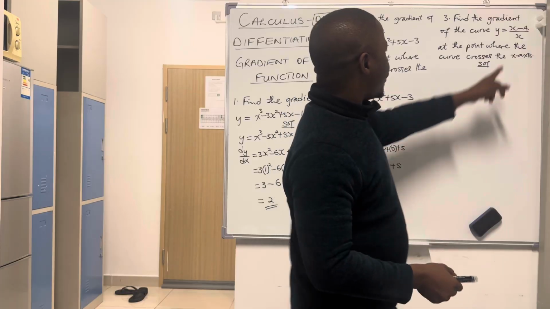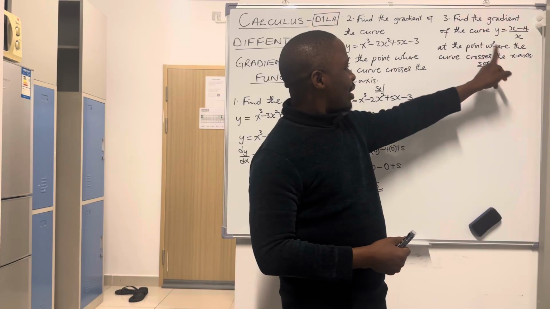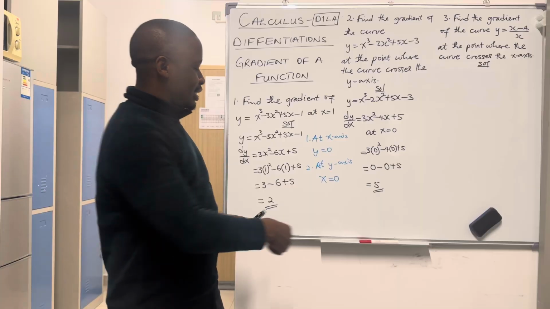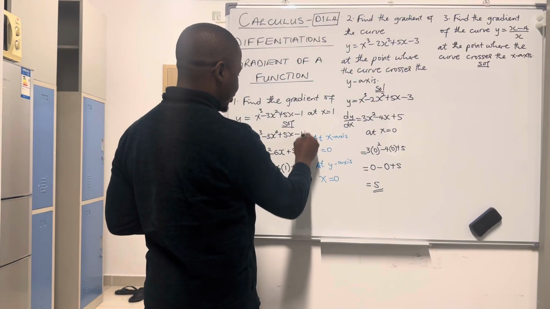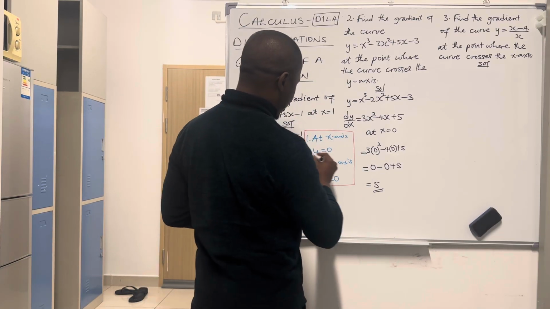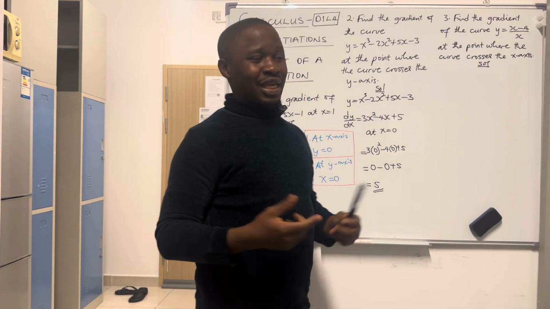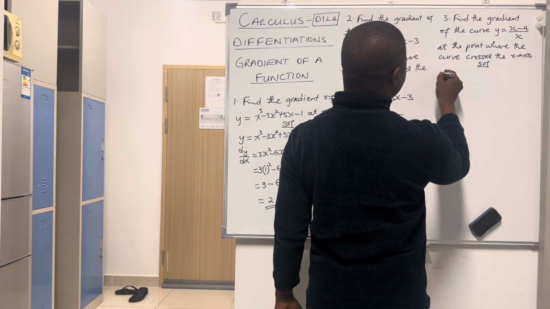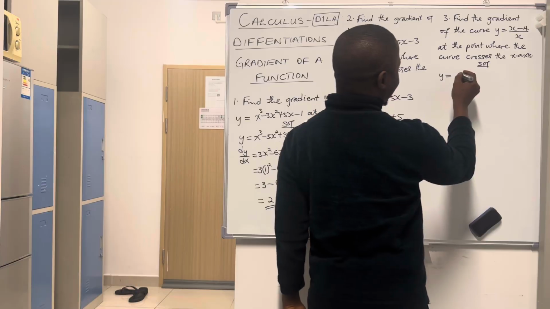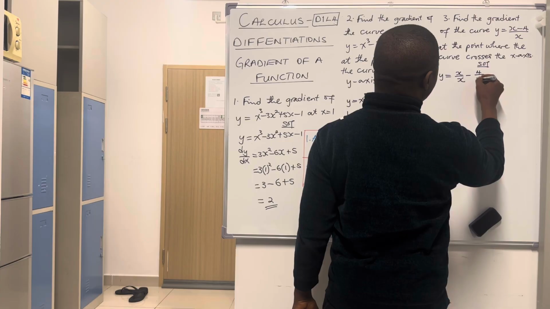A similar one is here. We want to find the gradient of this curve again, but this time at the point where the curve crosses the x-axis, not the y-axis. Okay. So let's find the gradient first and see. We say y is equal to x over x minus 4 over x.